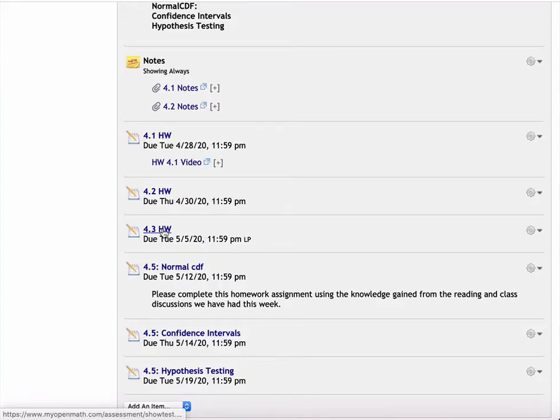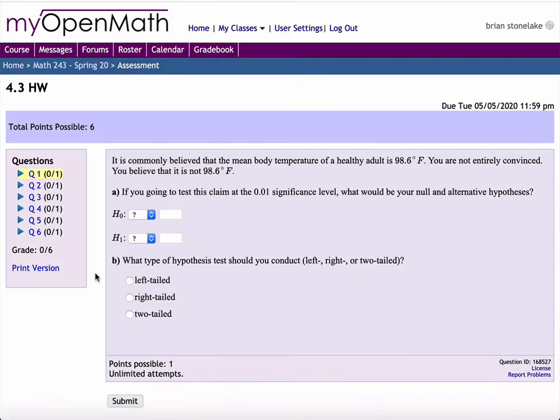4.3 homework assignment. Now we're dealing with hypothesis testing. What you'll see when you look at these questions is that a lot of them just do parts of hypothesis testing. It's not until you get to the last few where we do most of our 4-step process of hypothesis testing. On the midterm, I'm going to ask you to do the 4 steps that I laid out in that video.